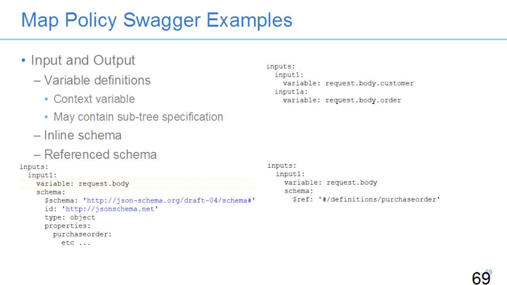As far as schemas are concerned, the schemas can be inlined. So the example in the bottom left shows an inline schema. I just showed the first portions of that, where we have an object where the first property is called purchase order, etc. And then there is an example on the right bottom that shows that there's actually a schema where there's a dollar reference that points to a definition that's somewhere else in the Swagger. And in that case, the schema would be essentially pulled in from that definition.